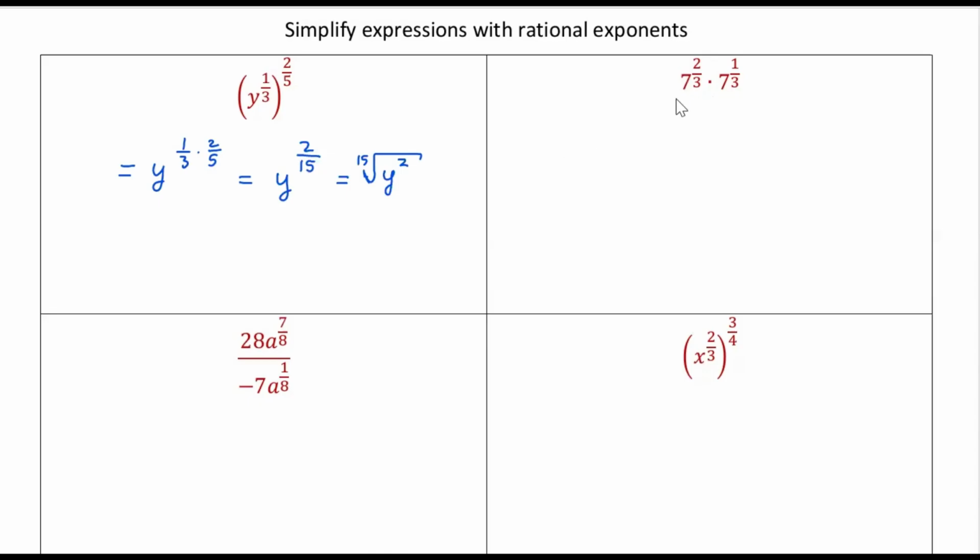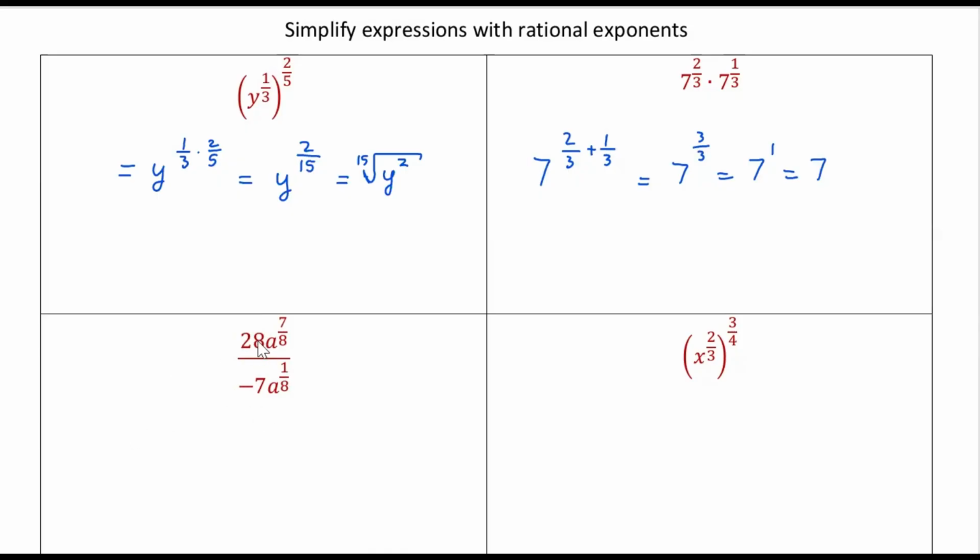Another example: when we multiply two exponential expressions with the same base, we add the exponents. So in this case, we will just add 2/3 and 1/3. Because they have common denominators, simply add the numerators, 3/3, which is 7 to the power 1, which equals 7.